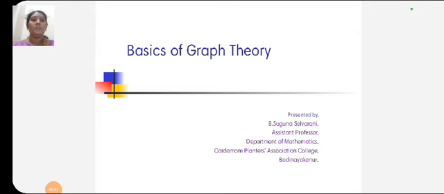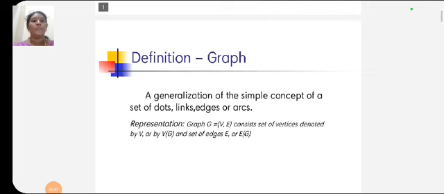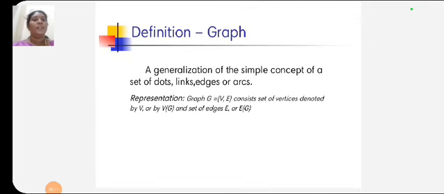Today we can see about some basic definitions of graph theory. First, definition of a graph. A generalization of the simple concept of set of dots, links, edges or arcs is called a graph. It is represented as G = (V, E) that consists of set of vertices denoted by V of G and set of edges denoted by E of G.